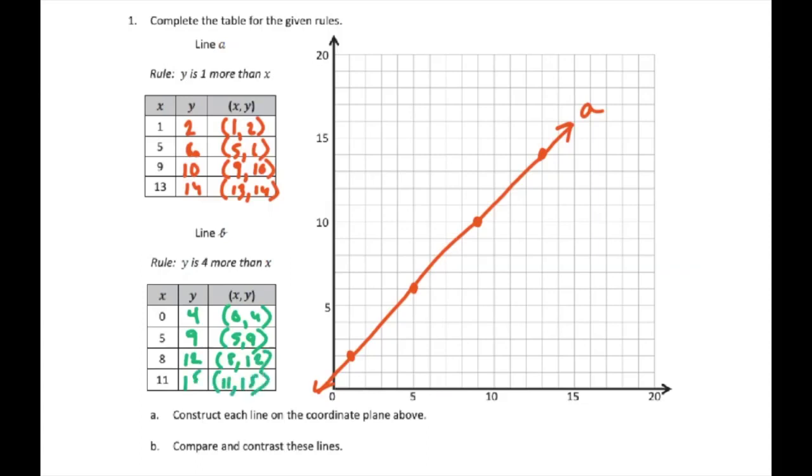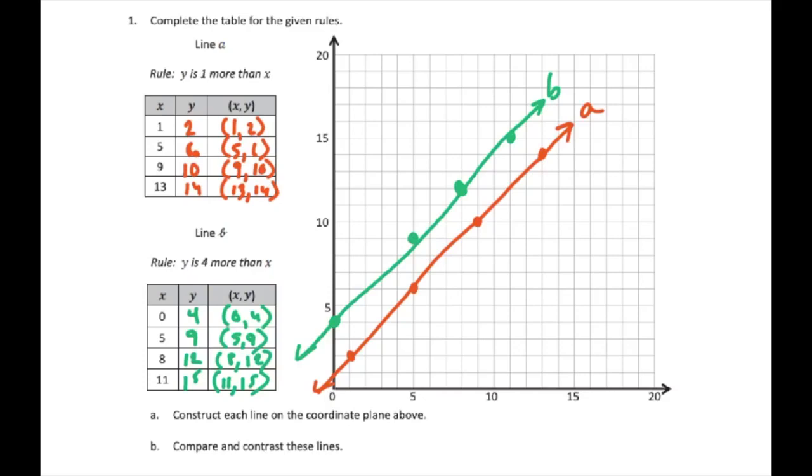Let's go ahead and plot. 0, 4, 5, 9, 8, 12, and 11, 15. Oh, it's kind of a bad line. And then I'm going to label. Okay, so we did letter A.